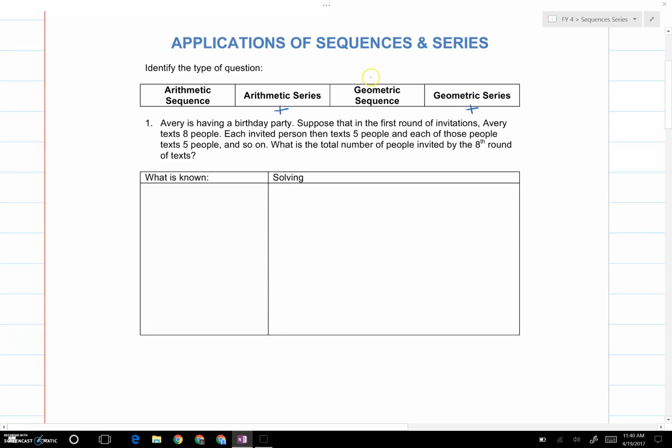A geometric sequence is just a bunch of terms that have a common ratio, and an arithmetic sequence is a bunch of terms that have a common difference. So try and keep those separate in your minds.